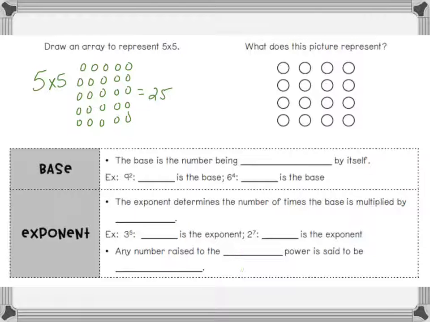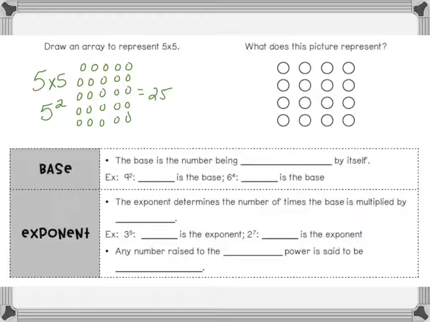Now, when we think of this as an exponent, when we have 5 by 5, we can write that in a shorthand way using an exponent of 2. So this would be 5 to the second power. 5 squared is how we would word that. And what that means is we're taking 5 and we're multiplying it by itself 2 times.